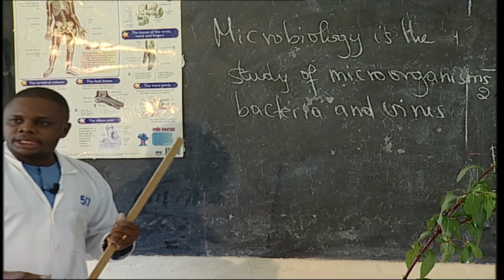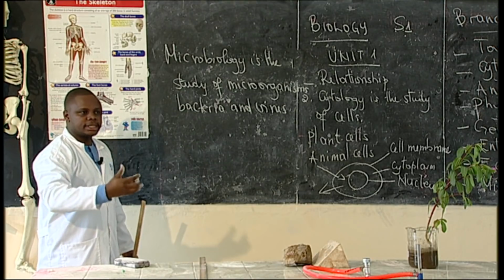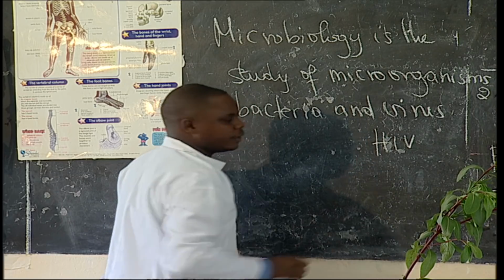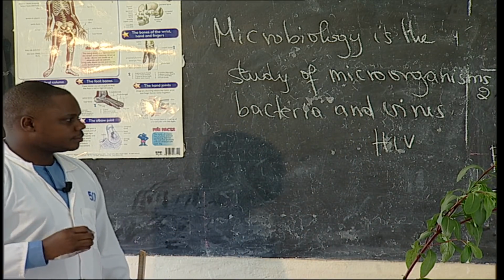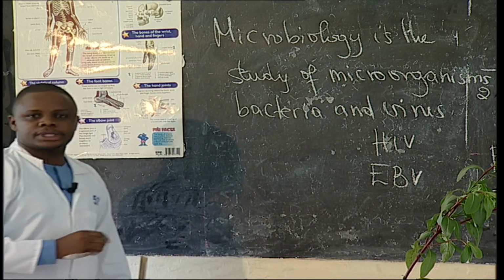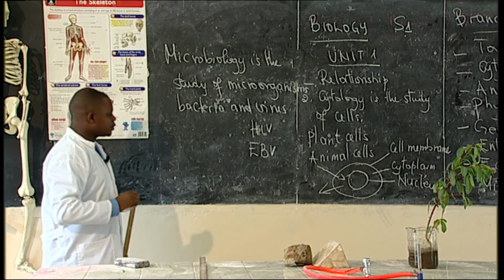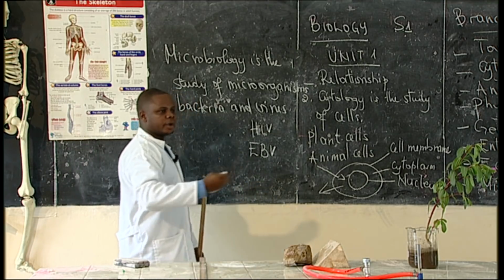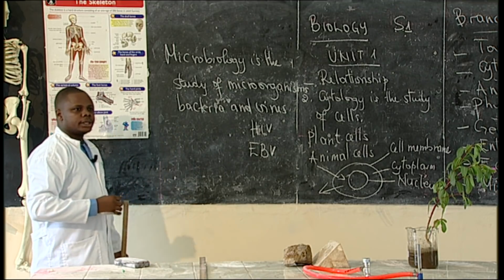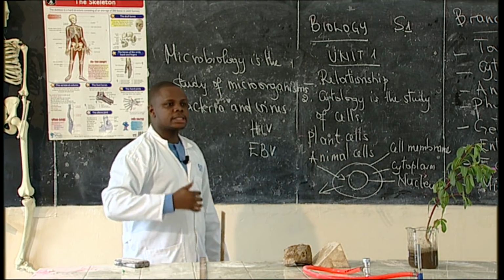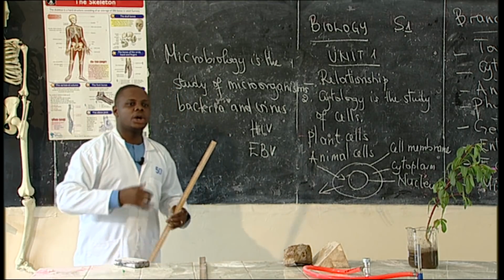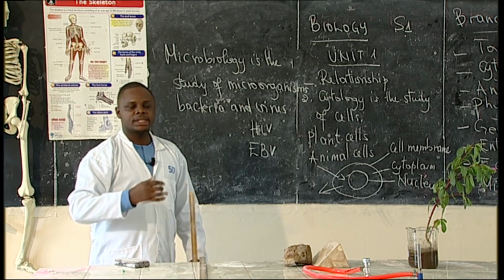Some are dangerous because they cause diseases. Example, HIV is a virus which causes AIDS. EBV is a virus which causes Ebola. We also have other viruses. We also have bacteria which cause diseases, and some bacteria are also good for environment, like we say cyanobacteria, which is important in nitrogen cycle.